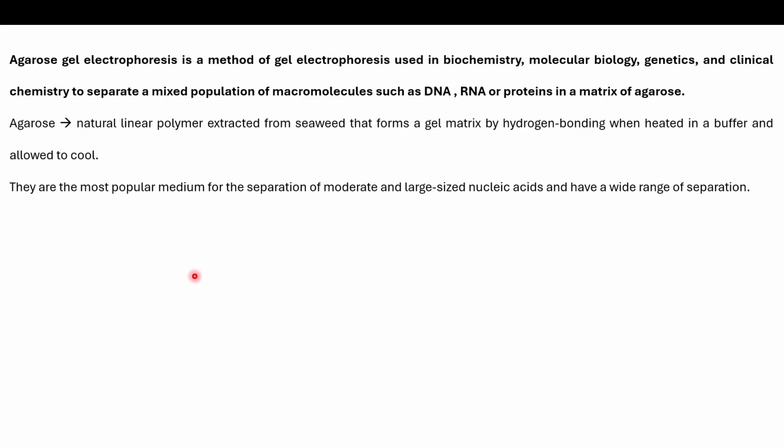Now, agarose gel electrophoresis has been discussed quite a few times. Okay. So agarose gel electrophoresis is a method of gel electrophoresis used in biochemistry, molecular biology, genetics, and clinical chemistry to separate a mixture of macromolecules like DNA, RNA, or proteins through a matrix of agarose. Okay, so what is agarose? It is a natural linear polymer which is extracted from seaweed and that forms a porous gel matrix by hydrogen bonding when heated in a buffer and allowed to cool. Okay, and this is the most popular medium for separating moderate and large sized nucleic acids and can have a wide range of separation as well.